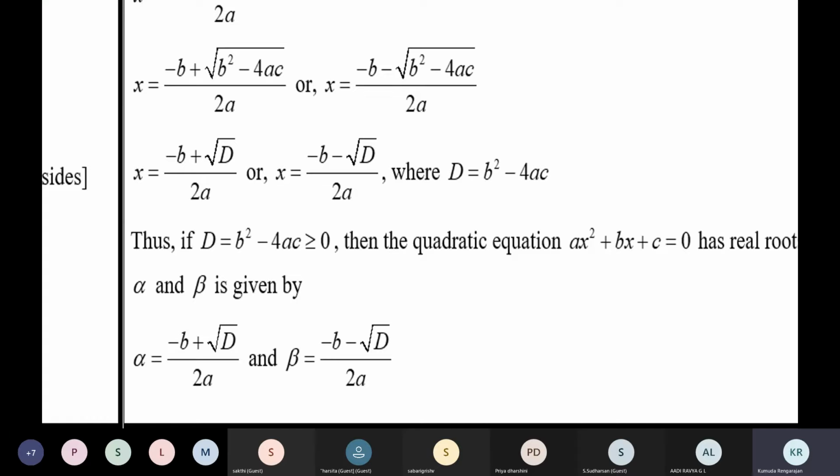That means no real value of x can satisfy this quadratic equation. There is no real value. In place of x, whatever real value you take, the equation x square plus 64 is equal to 0 will not be satisfied. Because we know that the roots of a quadratic equation will satisfy the quadratic equation.